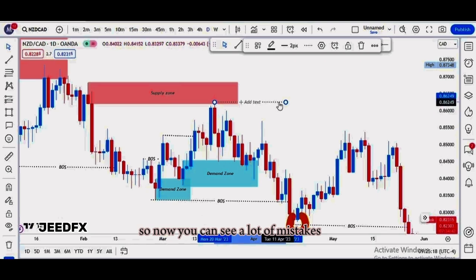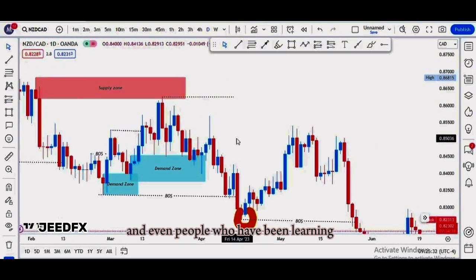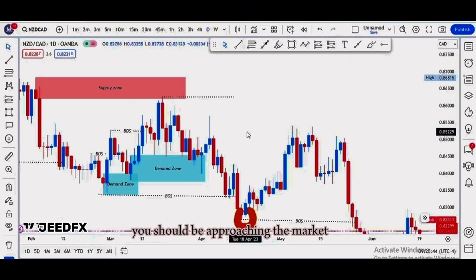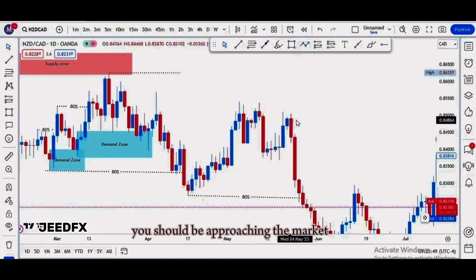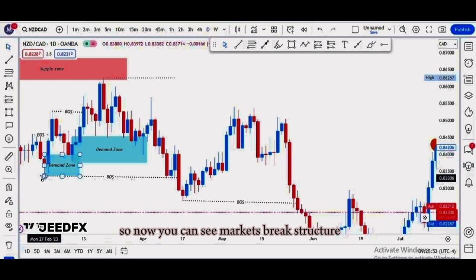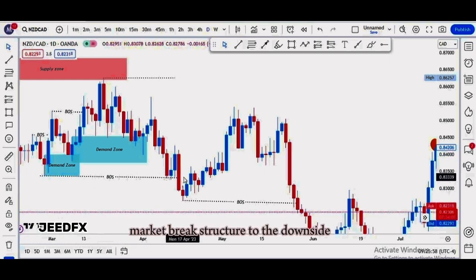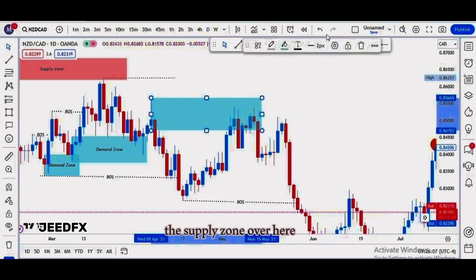So now you can see a lot of mistakes I'm revealing. Some beginners, and even people who have been learning trading for a year, still make the mistake. So today I'm revealing to you that this is the right way you should be approaching the market. So now you can see market break structure to the downside, and you can see market come back to the supply zone over here.